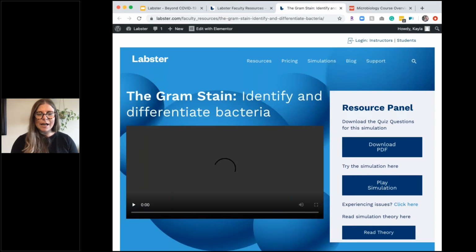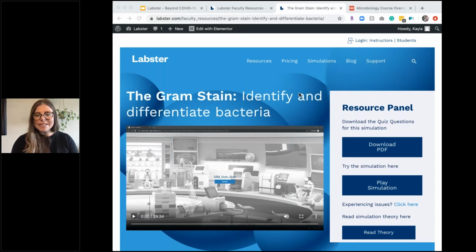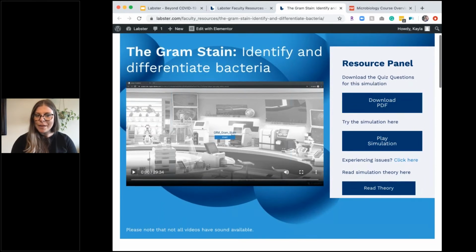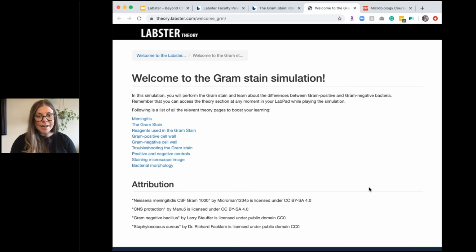And so I'm going to click, I clicked on the microbiology, the gram stain, and we're going to see a few things here. We can, of course, download a PDF of those multiple choice questions I told you about. We can also play the simulation and read the theory that the simulation is based off of. And this is incredibly helpful, not only for you instructors to see what types of subject areas are covered in the simulation, what the content looks like, but students have access to these theory pages as well. So if they need to review, if they just want to look back on things, it's kind of like Labster's taking notes for them.